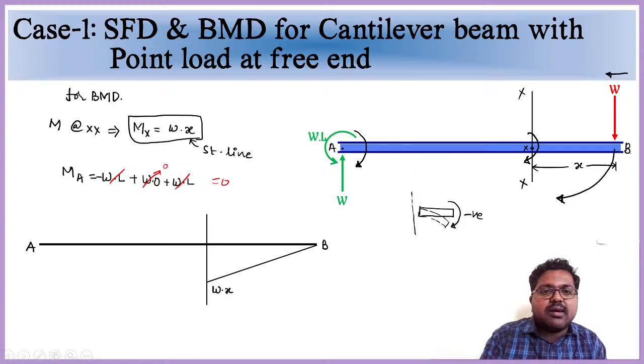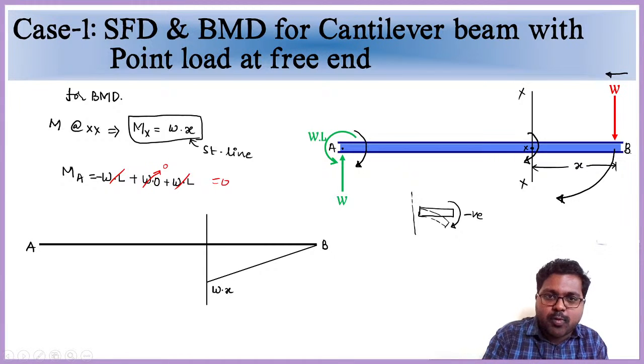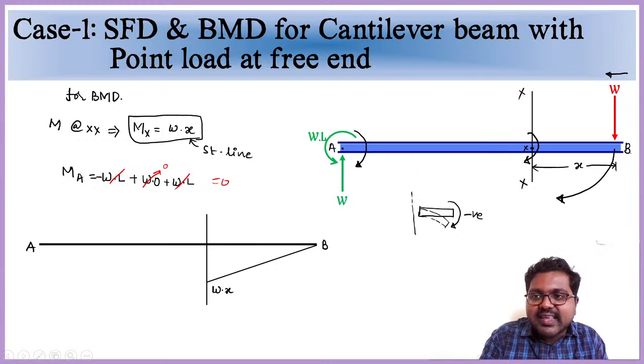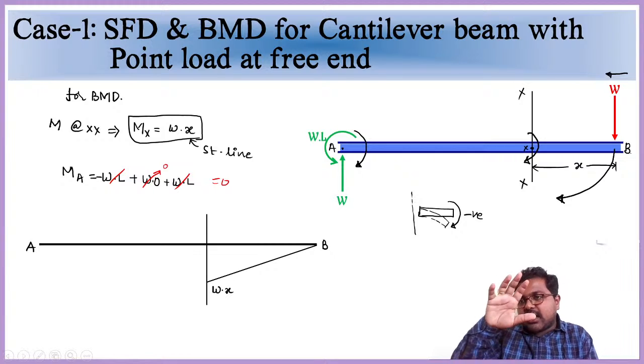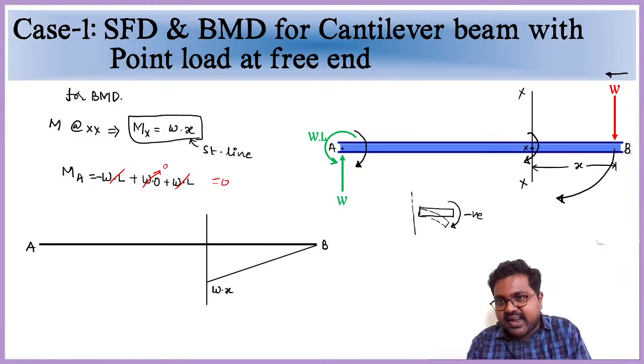So here it is like y equals mx, which is in the form of a straight line. That's why from B to this X, the bending moment is carried out in a straight line format. That's why Wx is a straight line up to this point. And moreover, this is creating a clockwise moment. That load W is creating a clockwise moment on the right hand side.